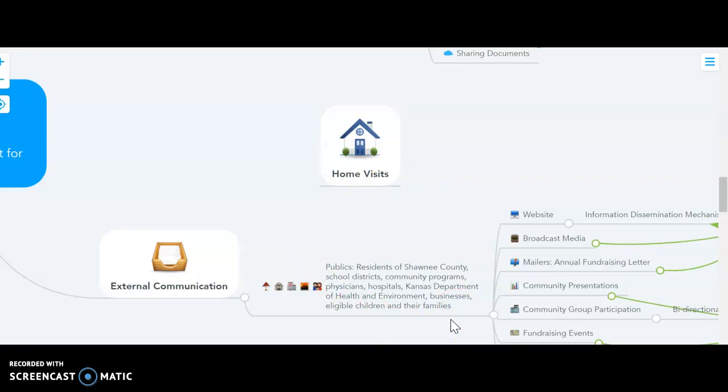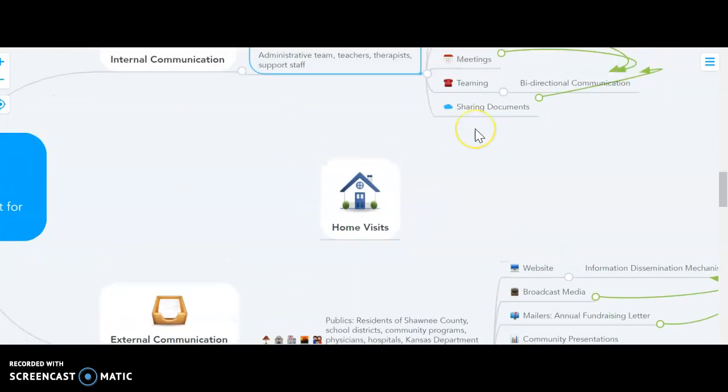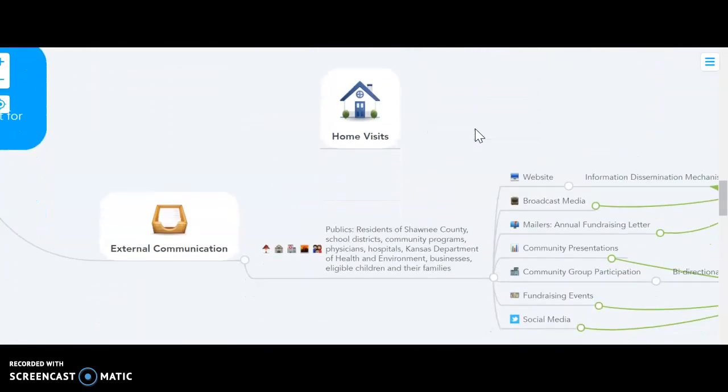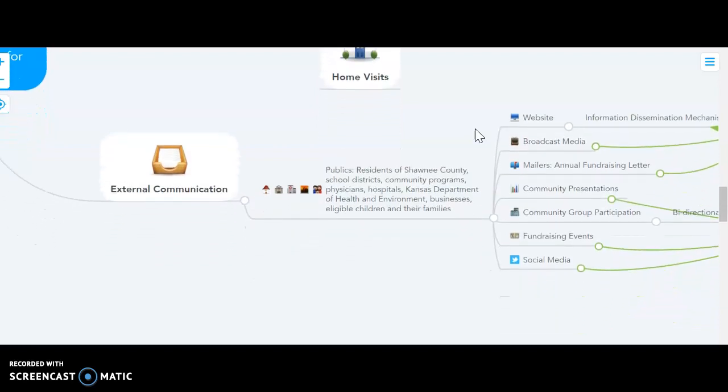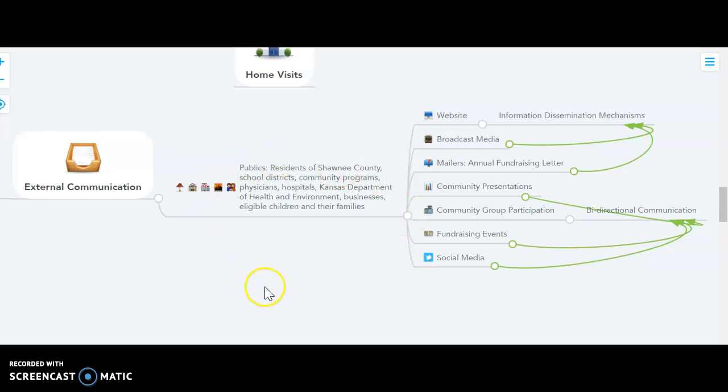We serve between 800 and 900 children a year, and so oftentimes we interact with different agencies, but the people in those agencies are also parents. And so we are the only birth to three special education provider in the county. And so that's why I kind of put this home visit platform as sort of both an internal and an external opportunity to communicate. As far as our different publics go, I did list residents of Shawnee County.